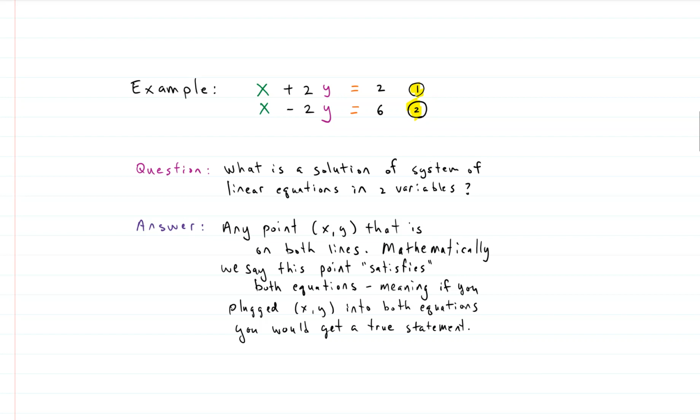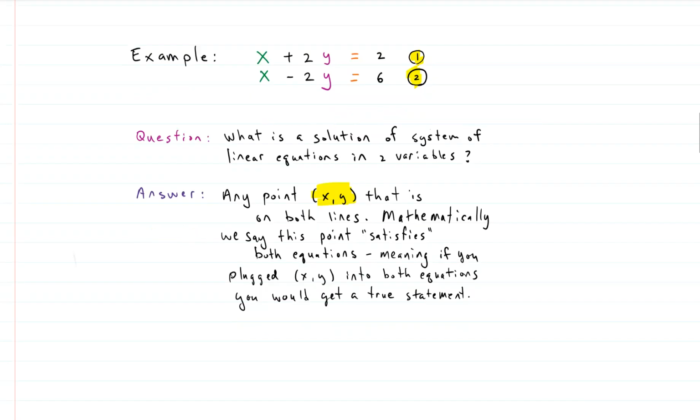Not bad at all. People ask, what does a solution look like for these systems? Well, because these are two lines, the solution is a point that is on both of the lines simultaneously. So the solution will be a point, an xy coordinate.